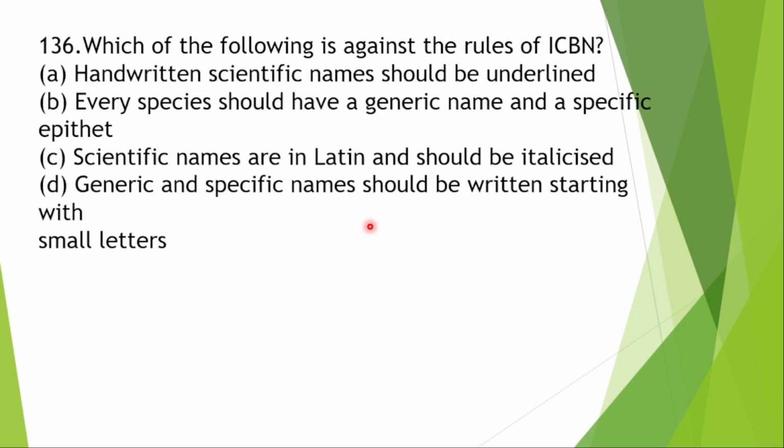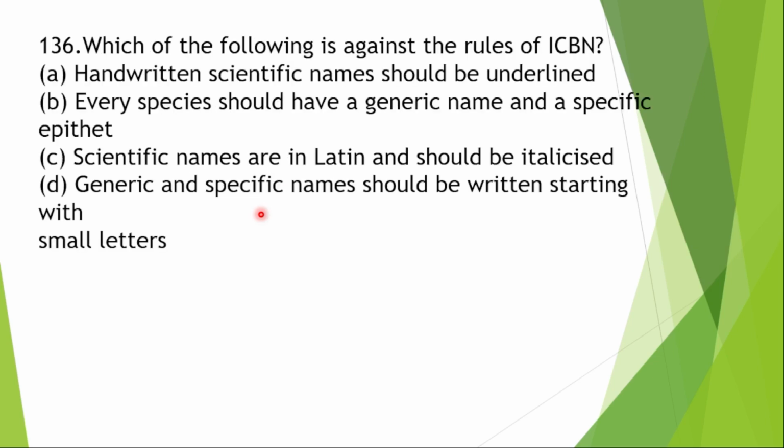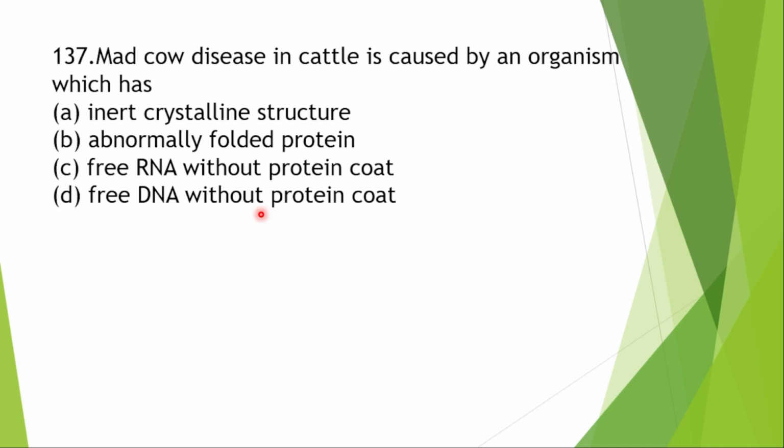Next, 136. Which of the following is against the rules of ICBN? Handwritten scientific names should be underlined. Yes. Every species should have a generic name and then specific epithet. Yes. Scientific names are in Latin and should be italicized. Yes. Generic and specific names should be written starting with small letters. No. Generic should be with capital letters and then species must be with small letters. So the right option is D. Here 136 D. Next, 137.